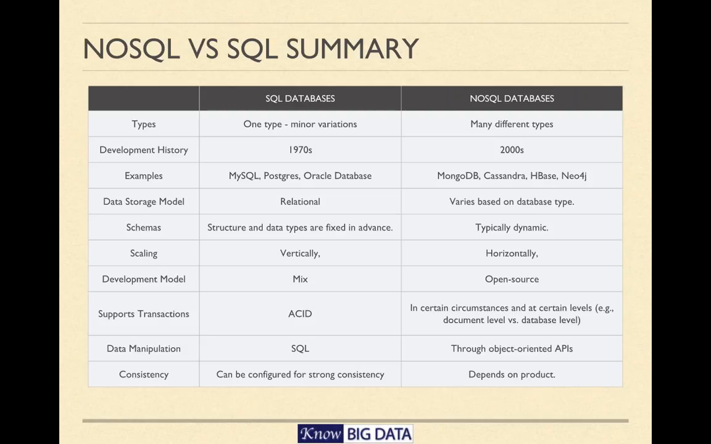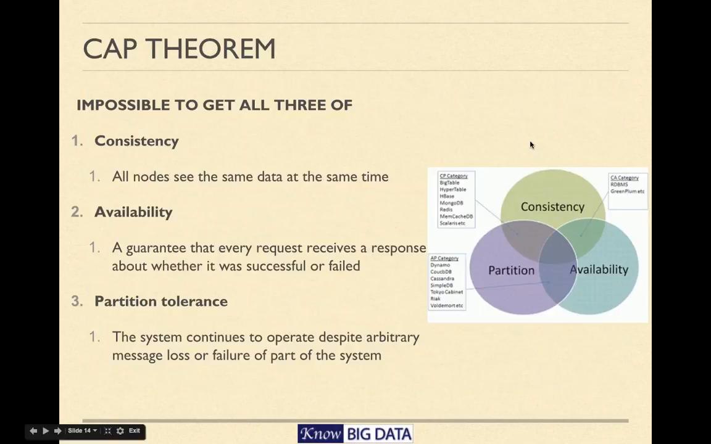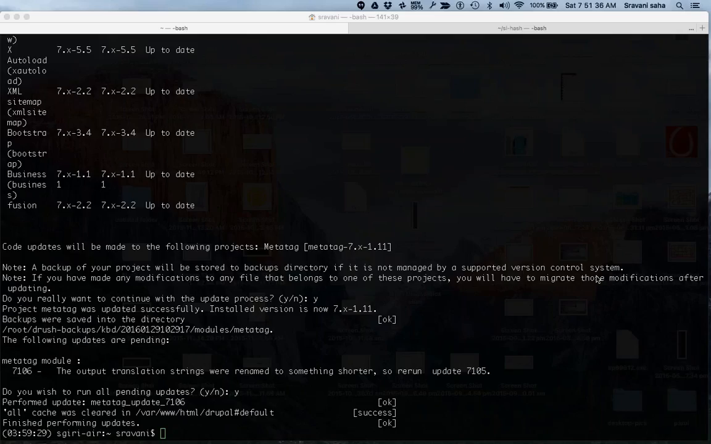So in case of SQL databases, we use SQL. In the other case, there are APIs, and consistency is configured for strong consistency by default in the SQL databases, while in case of NoSQL, it depends on the products. All right, now this is something very interesting I would like to discuss.